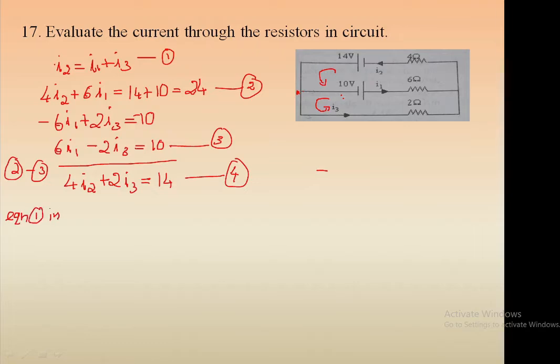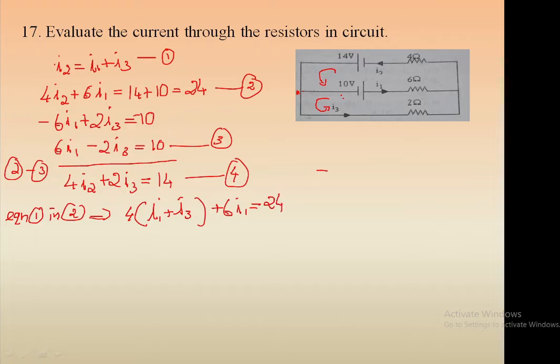Equation 1 in equation 2, substitute. So instead of I2 we can substitute I1 plus I3. So 4 into I1 plus I3 plus 6 I1 equals 24.